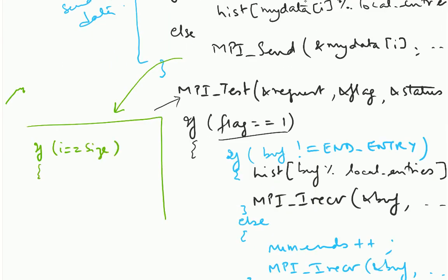If i is exactly equal to size, that means I'm here for the last time. I have just sent the last message. In that case, I'll run another for loop for j equal to 0, j less than num ranks, j plus plus. I'll also check it's not me, right? If j is not equal to rank, then do another MPI send.